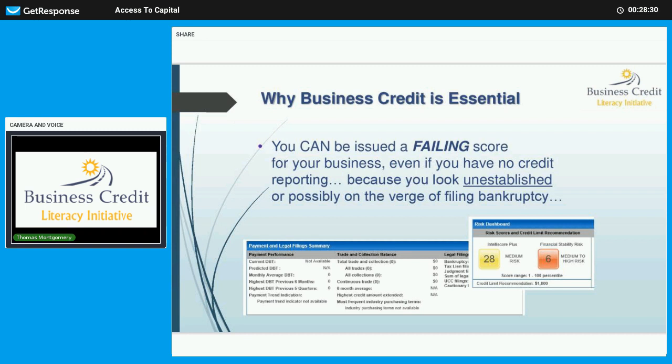It's publicly available. Number 2, which is referenced here in this slide, is that you typically will have a failing score to begin with. So if you do nothing, you have a failing score. So it makes you look bad. It makes you look unestablished. It makes you look like you're on the verge of bankruptcy.